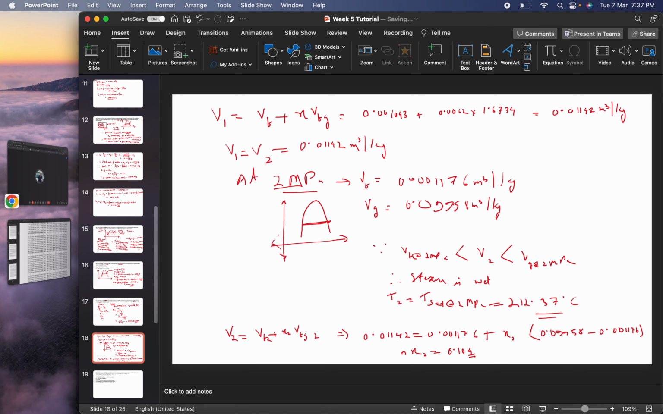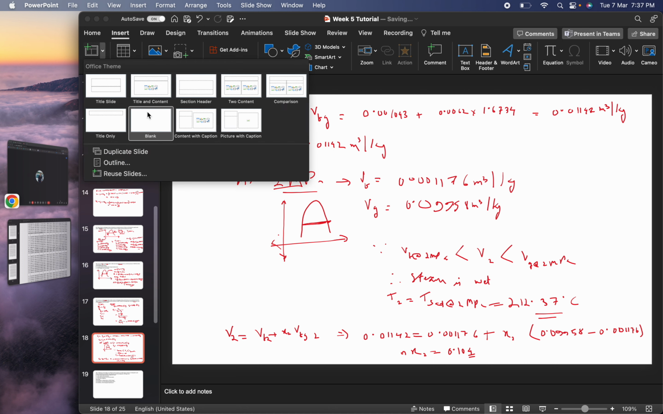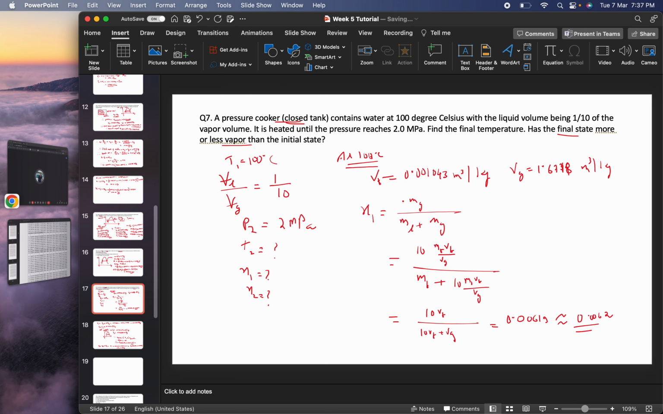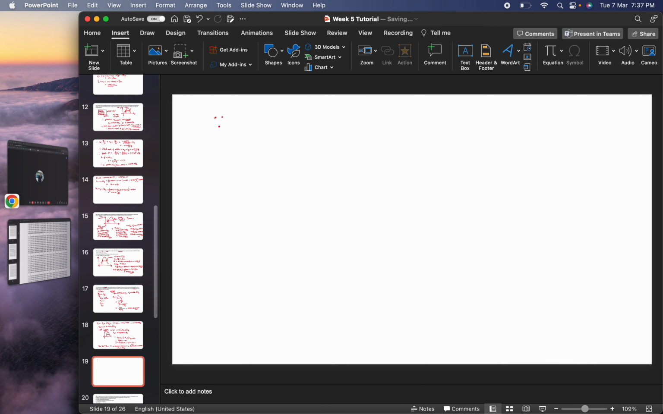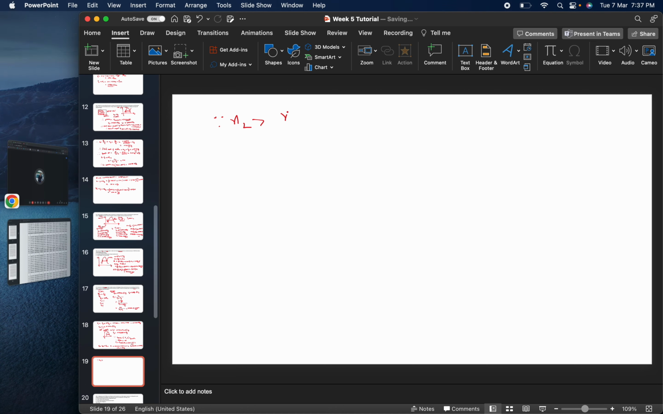Okay, so this gives my x2 as 0.104. Now since x2 is greater than x1, what happens? That is the quality of steam. So what was the question asked? The question asked was, has the final state more or less vapor than the initial state? Now since x2 is greater than x1, therefore the final state has more vapor than your initial state.